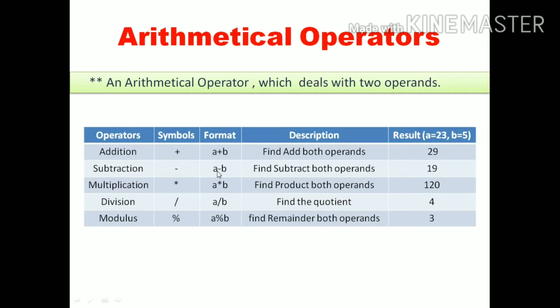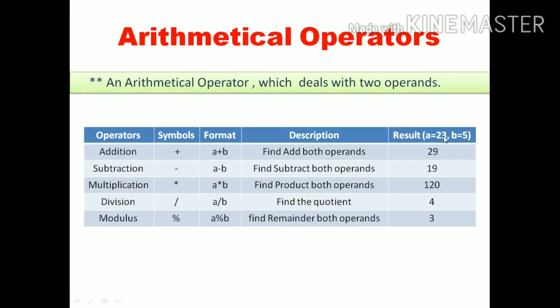Subtraction. A minus b, find and subtract both operands. 19, no, it will be 18. Actually I made a mistake, I use 24 here, but mistakenly it will be 23 in the part when I edit the PowerPoint slide. So multiplication, that is the asterisk sign, we all know. A into b, find the product, so it will be 120.